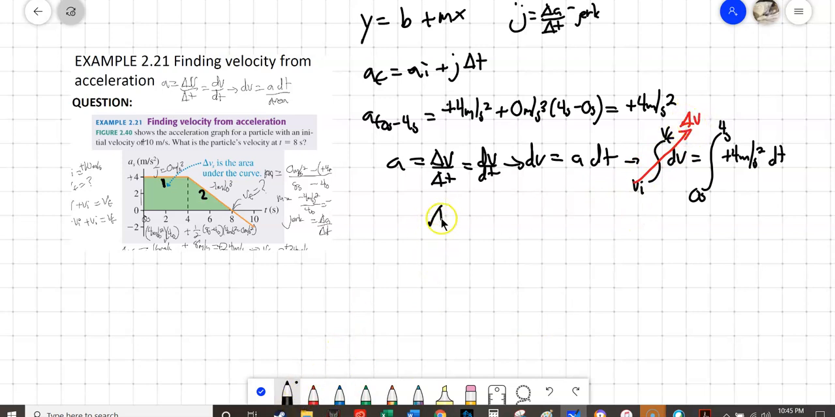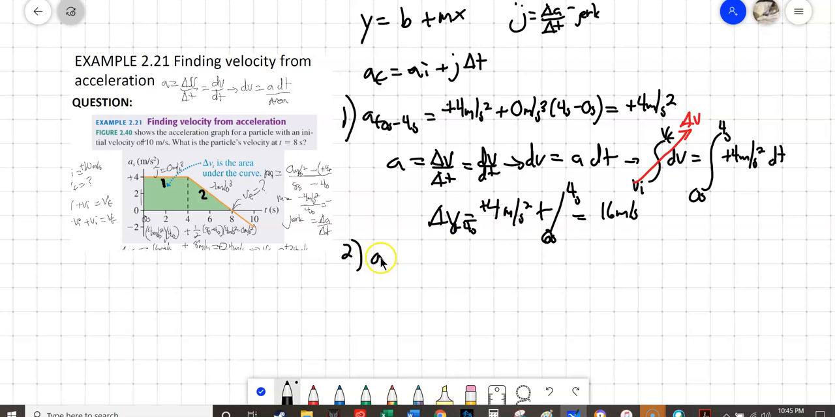And so I'm going to just write that here, delta v, and that's going to be equal to positive 4 meters per second squared t from 0 seconds to 4 seconds. Okay, which is going to be 16 meters per second squared, 16 meters per second, and this is minus 0 seconds. So overall, this change in velocity for the rectangle part, for part 1, is just going to be 16 meters per second. And that's going to be from the 0 to 4 second mark.